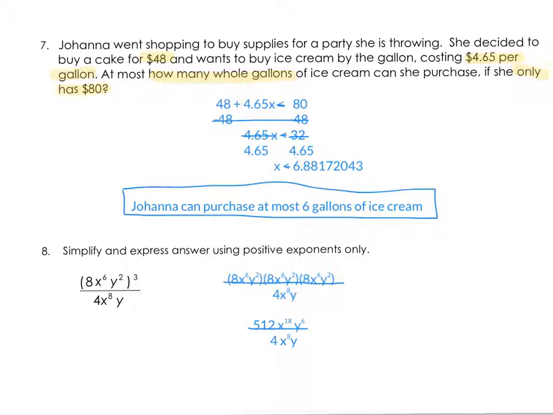So now I can divide, so 512 divided by 4 gives me 128. And it's not a fraction, so I don't have to bother writing it as a fraction. x to the 18th divided by x to the 8th, well 18 minus 8 would be x to the 10th. And then I have 6 y's on the top, 1 on the bottom. So again, I'm just going to subtract 6 minus 1 gives me y to the 5th. And since none of those answers when I subtracted my exponents came out negative, I don't even need to worry about moving any of them to the denominator, so this is my final answer.